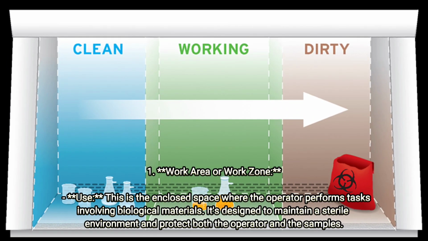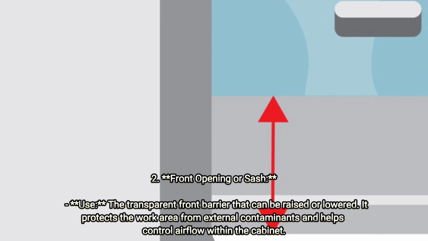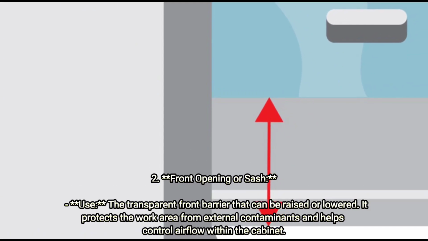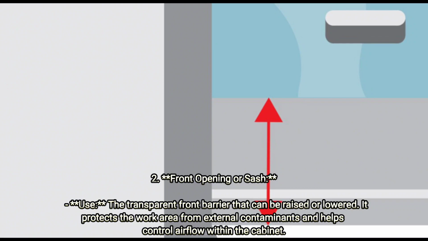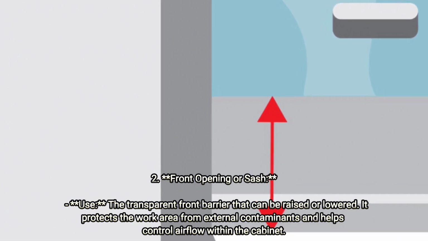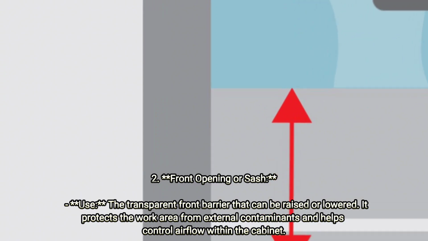First, work area or work zone. This is the enclosed space where the operator performs tasks involving biological materials. It's designed to maintain a sterile environment and protect both the operator and the samples. Second, front opening or sash. The transparent front barrier that can be raised or lowered. It protects the work area from external contaminants and helps control airflow within the cabinet.